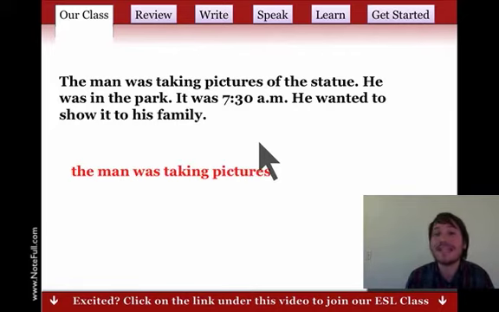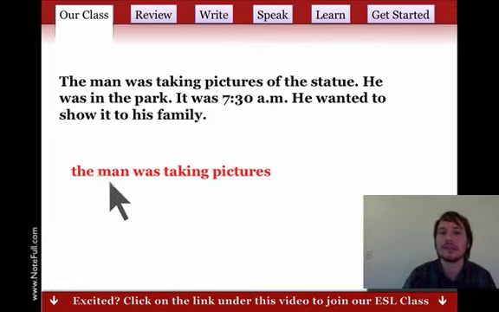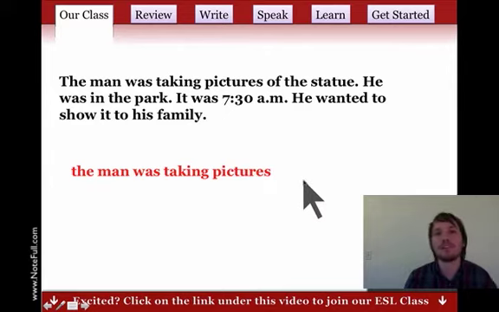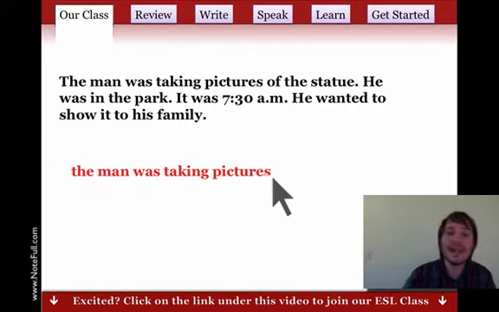We have to start with an independent clause. And we talked about this last time. What is an independent clause? It must have a subject, like the man. It must have a verb, was taking. And sometimes we have an object, right? Also, it must be a complete idea. So, the man was taking pictures. Do you think the idea is complete? Yeah, it's a complete idea. We could add a period here, and it's finished.